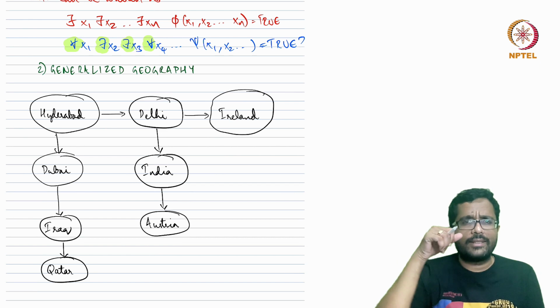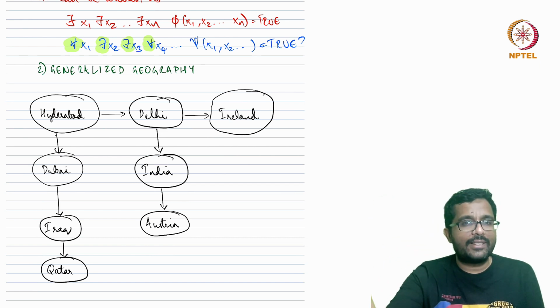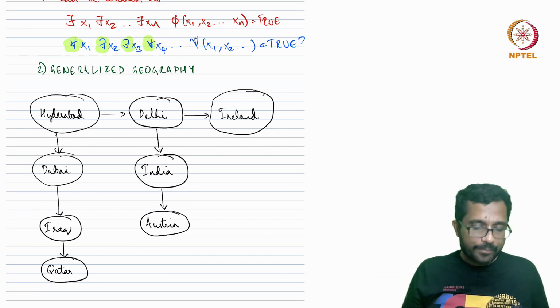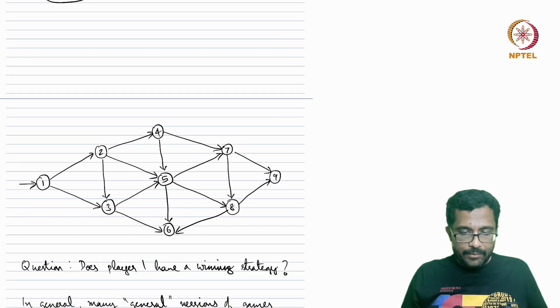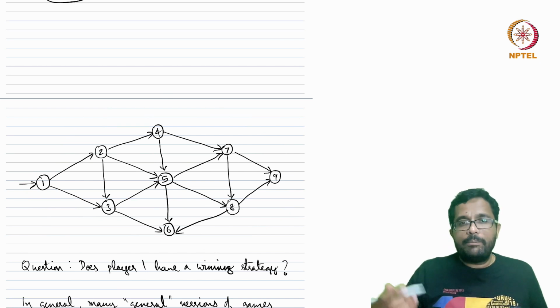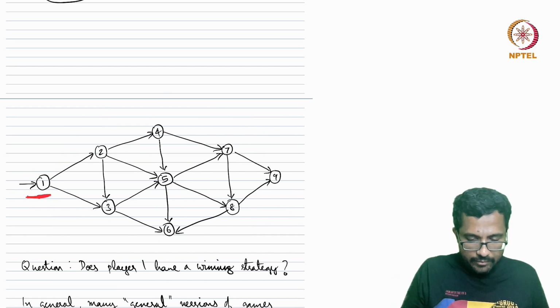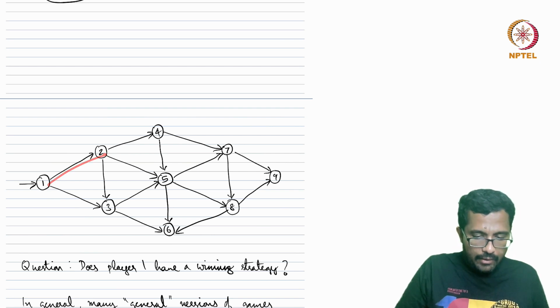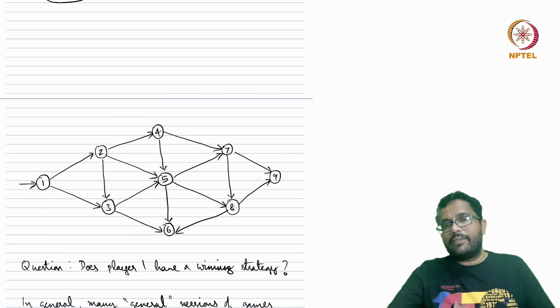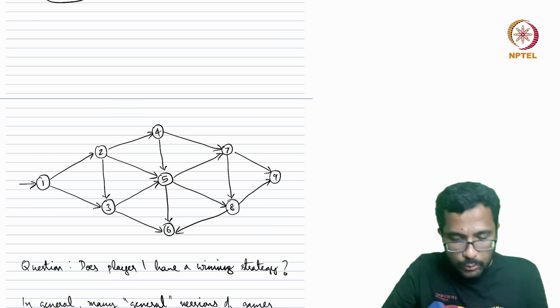You may be wondering, how can this very specific game be PSPACE complete? That's what I said, this is just to illustrate the game. In general, you have a graph like what we have here, and player one will start. Player one will take an arrow, and player two has to take an arrow from there. And whoever cannot have a next turn loses.